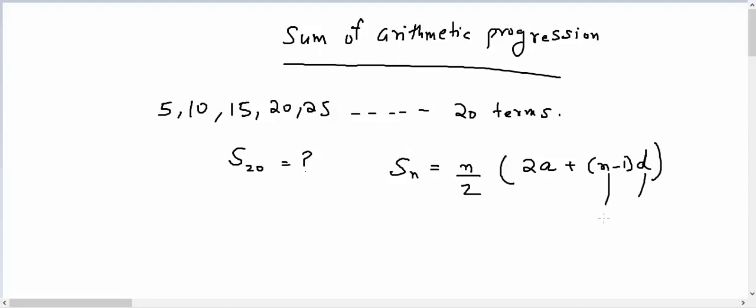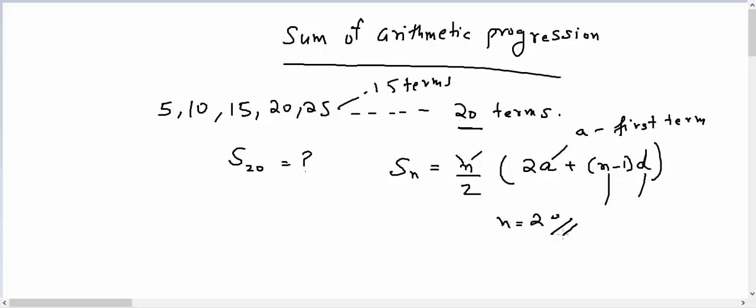n is the number of terms. For example, if we want to find the sum of 20 terms, then n would be equal to 20. And a here is basically the first term of the sequence, and n is again the number of terms present in the sequence, or up to which we want to find the sum. For example, if we want to find the sum up to 15 terms in this sequence, then n would be equal to 15. If we want to find the sum of 20 terms in the sequence, then n would be equal to 20.